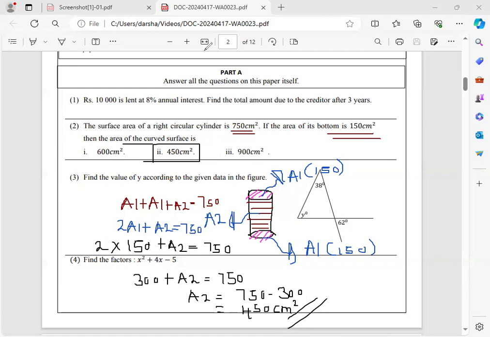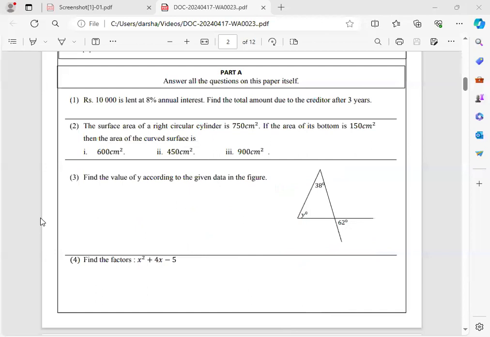Then shall we move to the next question? If anyone needs more time to write these down, raise your hands. No one, so everyone has written it. Okay, so we'll move to question number 3.